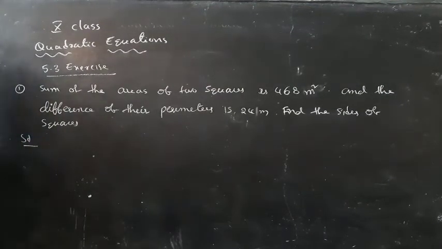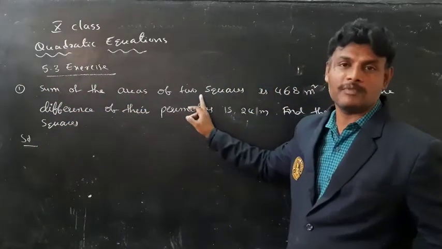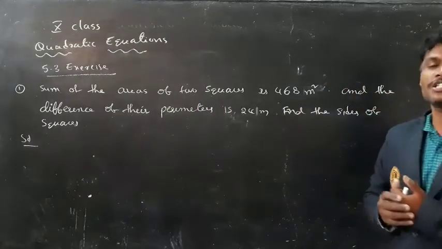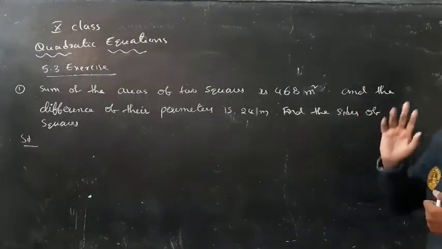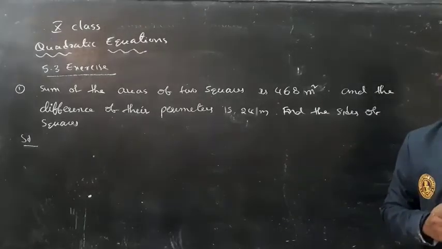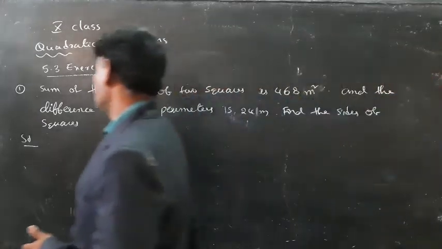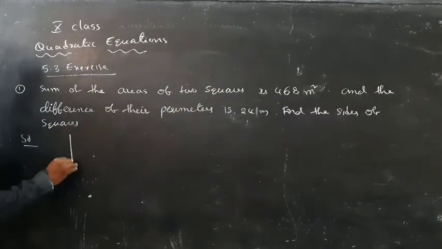Sum of the areas of two squares is 468 meters square, and the difference of their perimeters is 24 meters. So find the sides of the given squares. Solution. Here two squares are there.